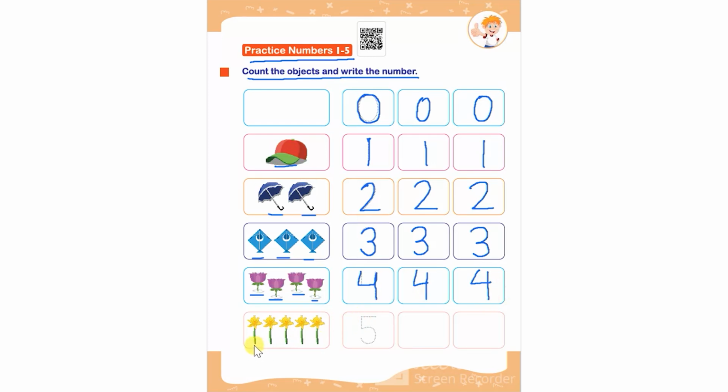After that, there are 1, 2, 3, 4, 5 objects given over here. So they have to first trace the number 5 and after that they have to write the number 5 on their own in the next two boxes.